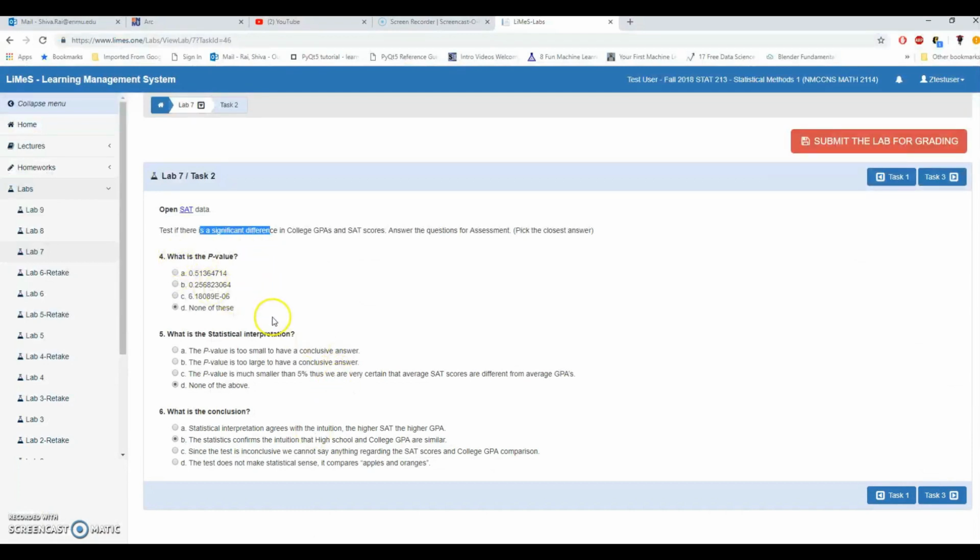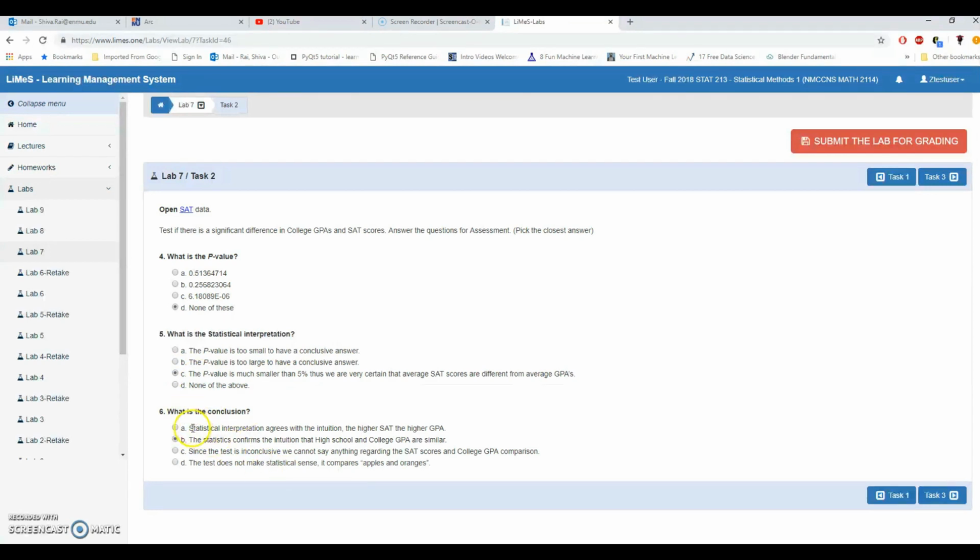What is the p-value? 0.51, 0.25, 6.10. No, none of this. What is the statistical interpretation? The p-value is too small to have a conclusive answer. The p-value is too large. The p-value is much smaller than 5%. Thus, we are very certain that average SAT scores are very different from GPAs. Yeah, so this is the one. Since p-value is smaller, none of the no.